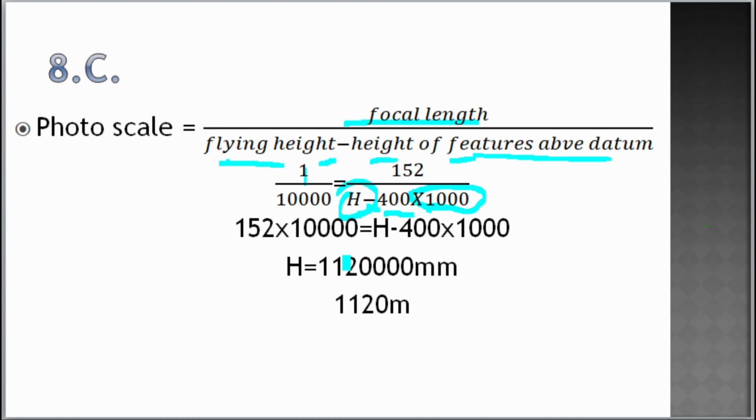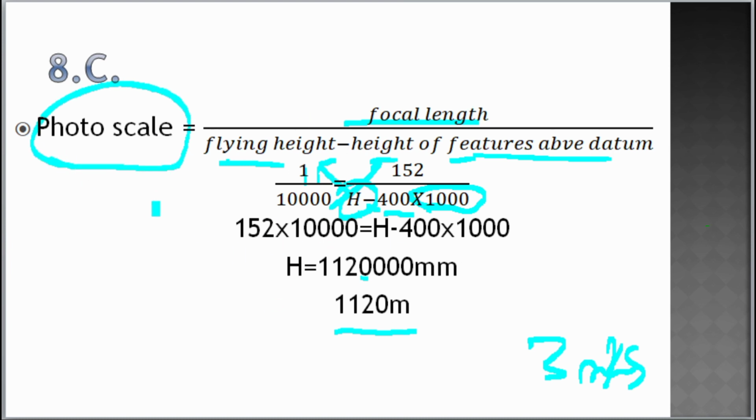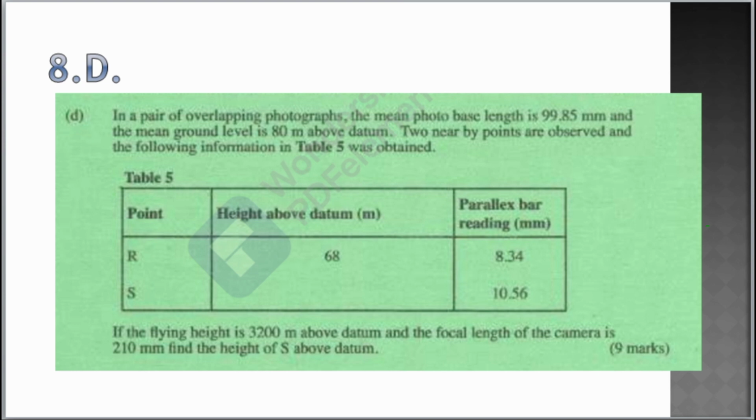This is just a simple cross multiplication. Having done that, I get my flying height as 1120 meters. This is just a simple question of 3 marks, and 3 marks can help you move a grade above. Make sure to go and look at the other formulas for calculating the photo scale, and work more examples on it. Let's go to the next question, question 8D.